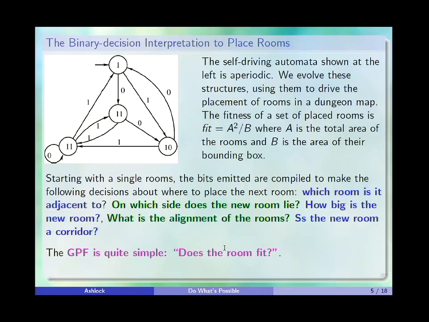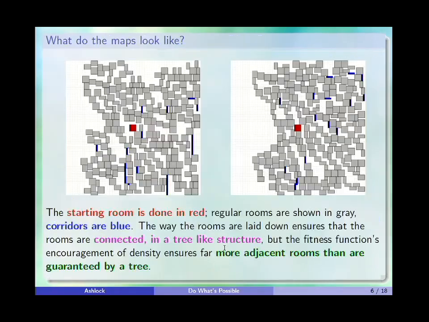And the generative possibility filter is really easy. Is there space for a room there? So this thing is going to go room, and the possibility filter will just say, don't put down the ones that overlap another room. And it works pretty well.